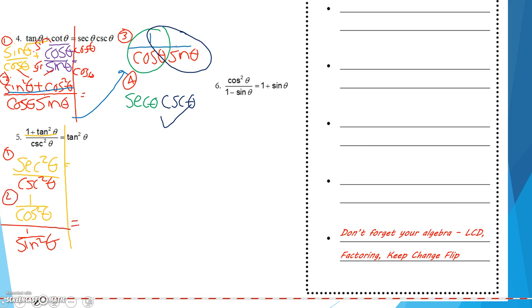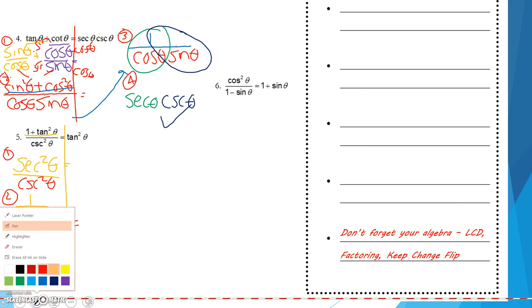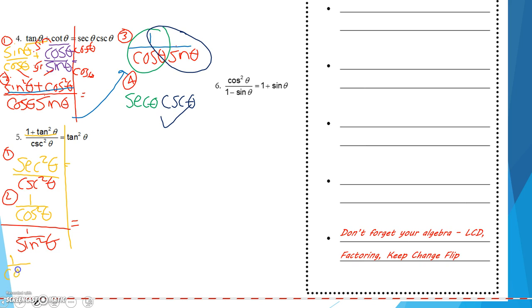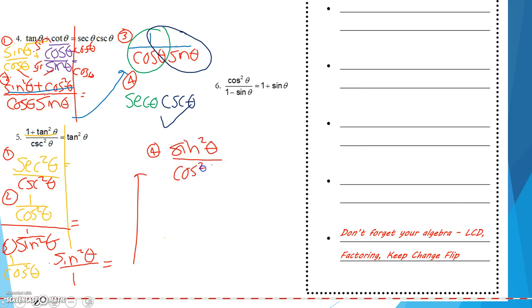Now I have a fraction on top of a fraction, so I need to use some algebra to clean this up. I need to keep change flip. So I'm going to keep the top fraction the same. And I'm going to flip over the bottom fraction, so it'll be sine squared over 1. So then I'm going to just clean it up a bit. I'm going to multiply them together, so I'm going to do 1 times sine squared up top, which is sine squared, and on bottom, cosine squared times 1 is cosine squared.